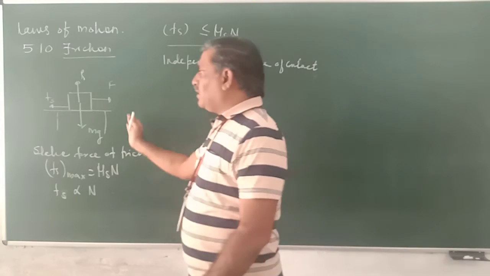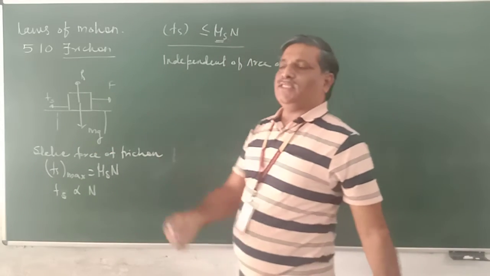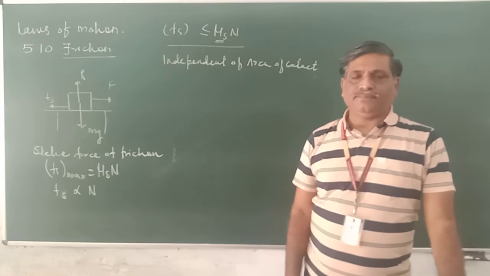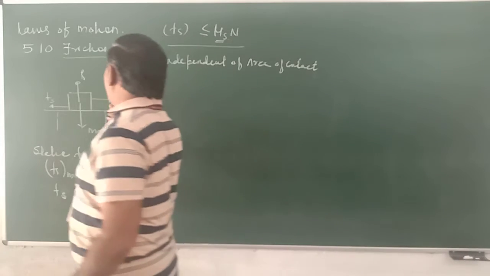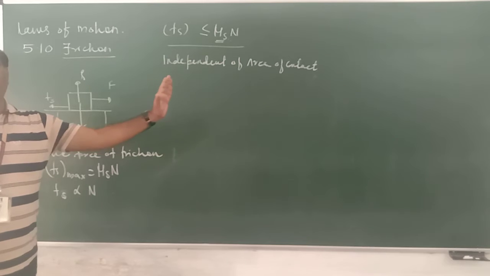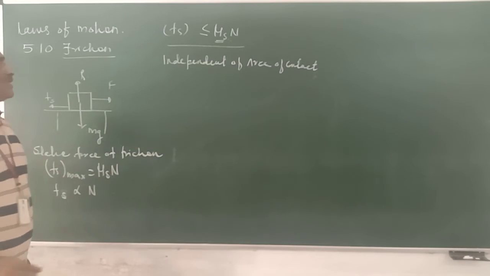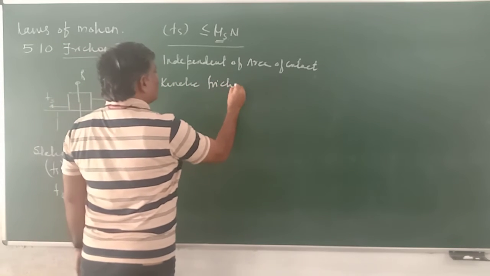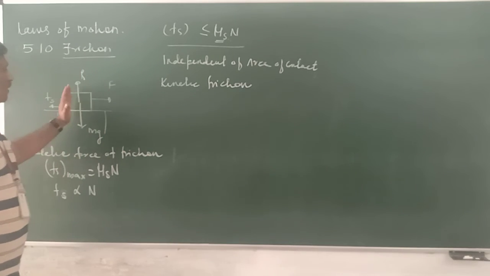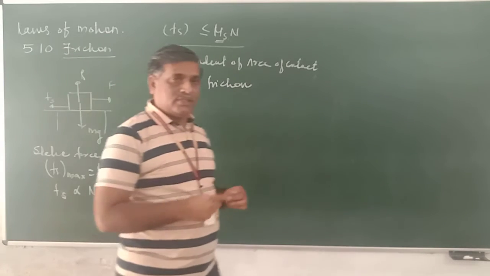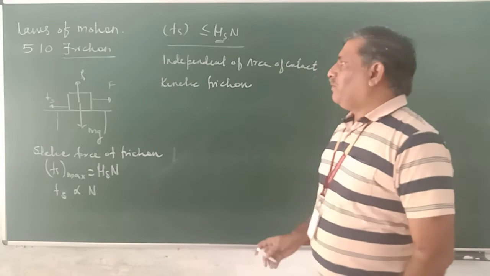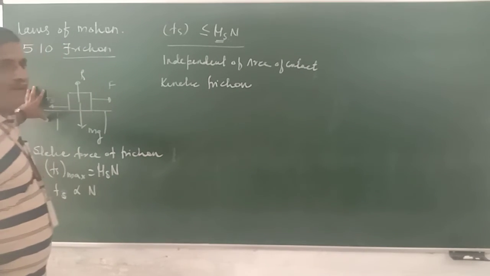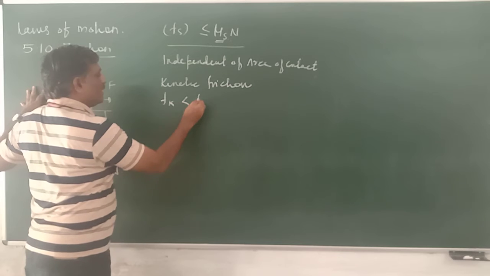Now, static friction is self-adjusting. As the applied force F increases, the force of static friction also increases. Then at one particular level, when the limit is crossed, the block will start sliding, it will start moving. When it starts moving, that is called kinetic friction. Once the block is in relative motion, it becomes kinetic friction. Kinetic friction is obviously less than Fs. Fk is less than Fs.